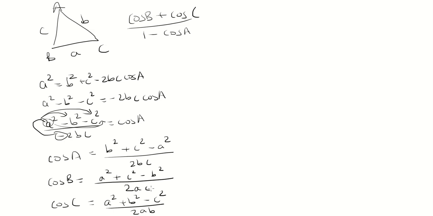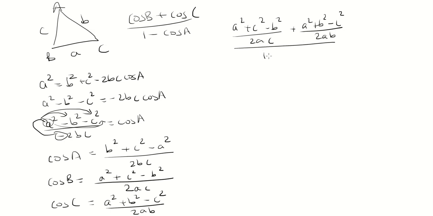So now that we have cosine A, cosine B, and cosine C, we can plug it into the equation. So we have a squared plus c squared minus b squared all over 2ac plus a squared plus b squared minus c squared over 2ab, all over 1 minus b squared plus c squared minus a squared over 2bc. And now we need to simplify.